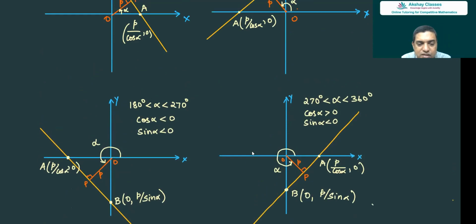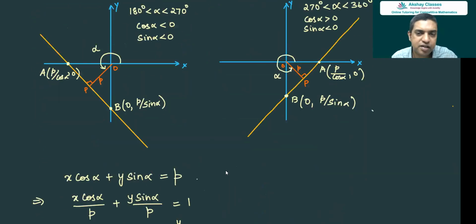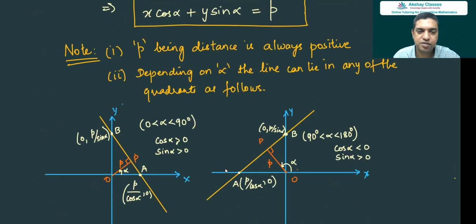Okay. So these are some very important features of the normal or perpendicular form. So next class, we will continue with the other forms.